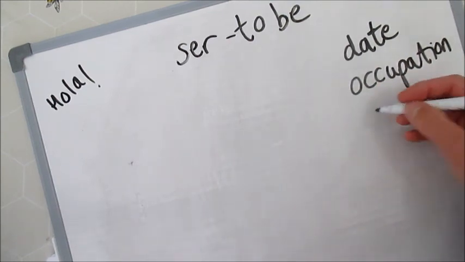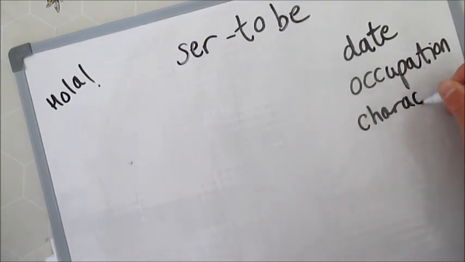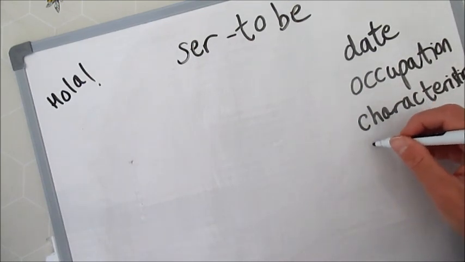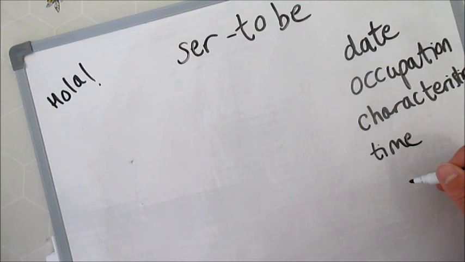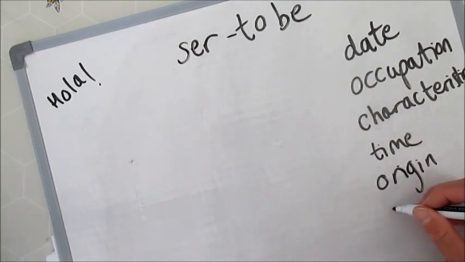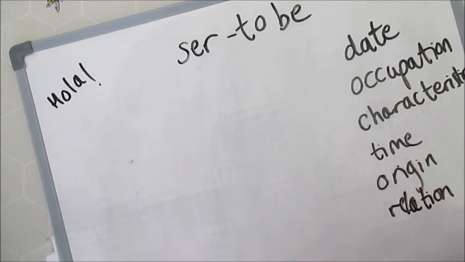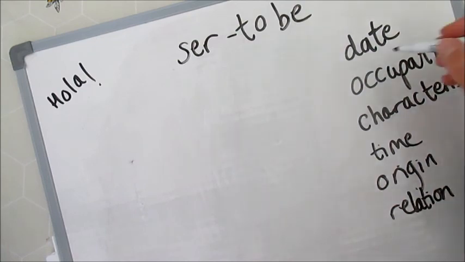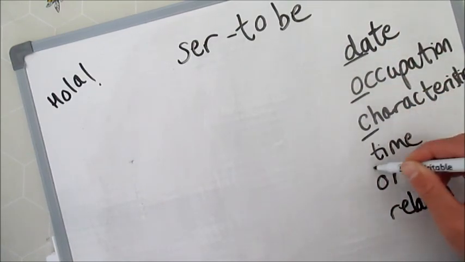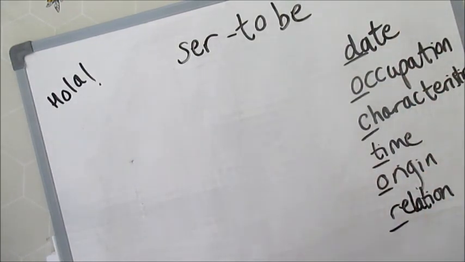So if we're talking about someone's characteristics, so their personality, then we use ser. If we're talking about the time, we use ser. If we're talking about someone's origin, so where they're from, and also relation. So if you're saying, this is my brother, or something like that, then you would use the version of ser, that's to be. So the little acronym you can use to remember it is DOCTOR, okay? That's just a separate point.